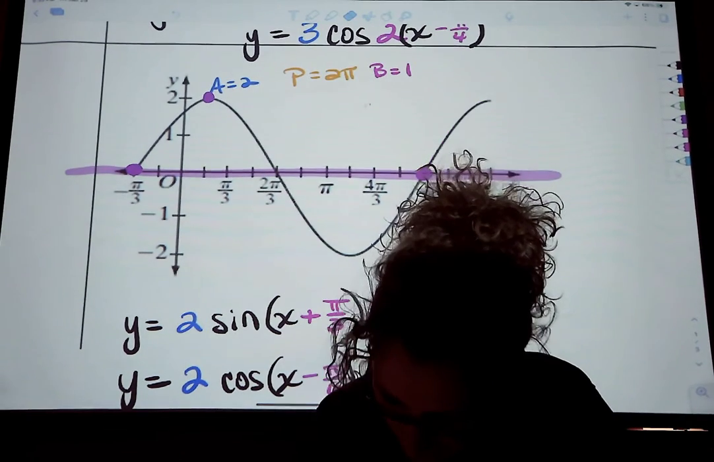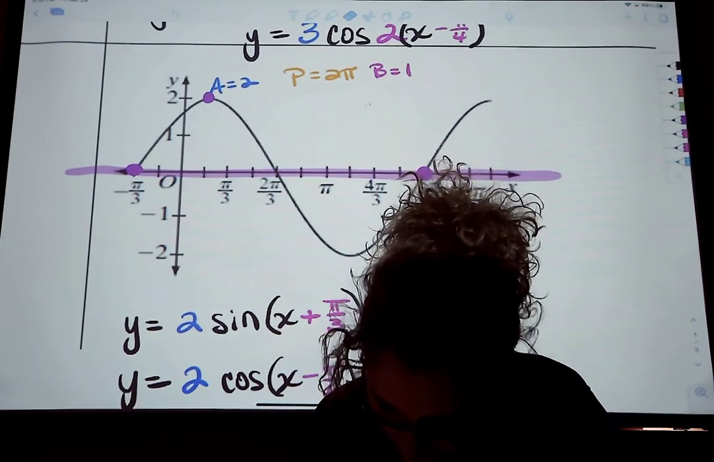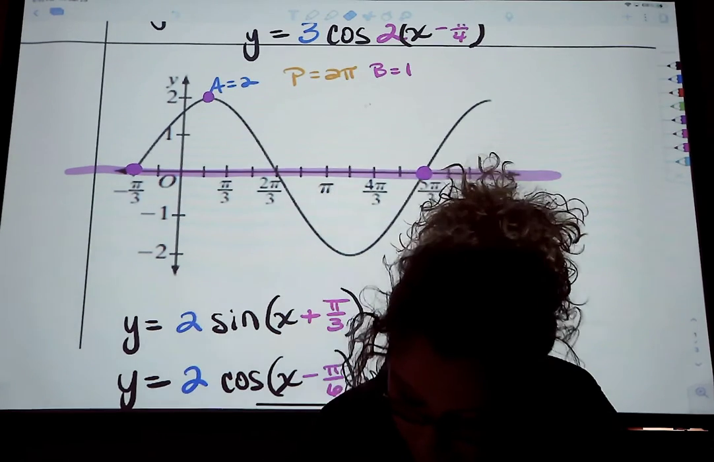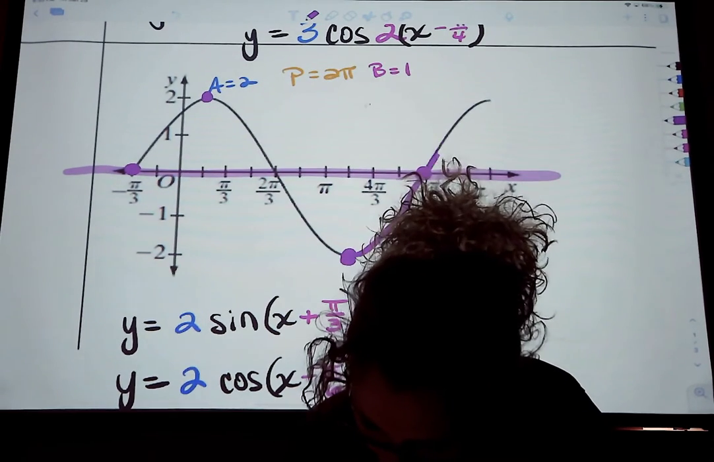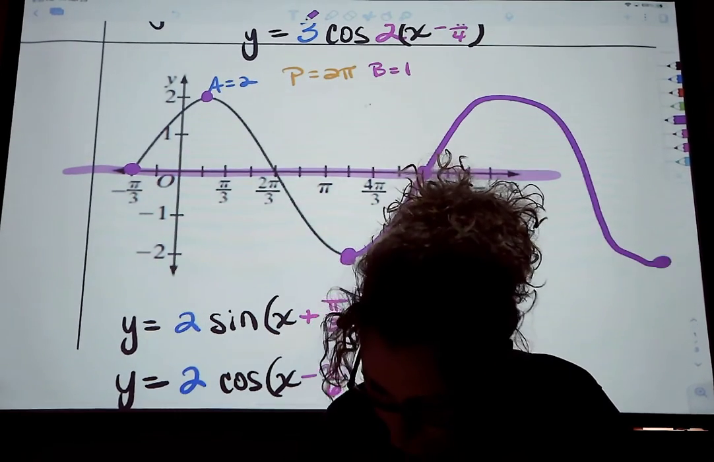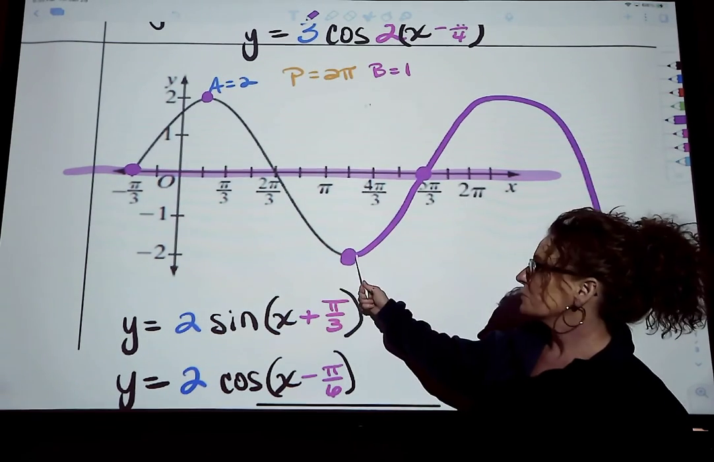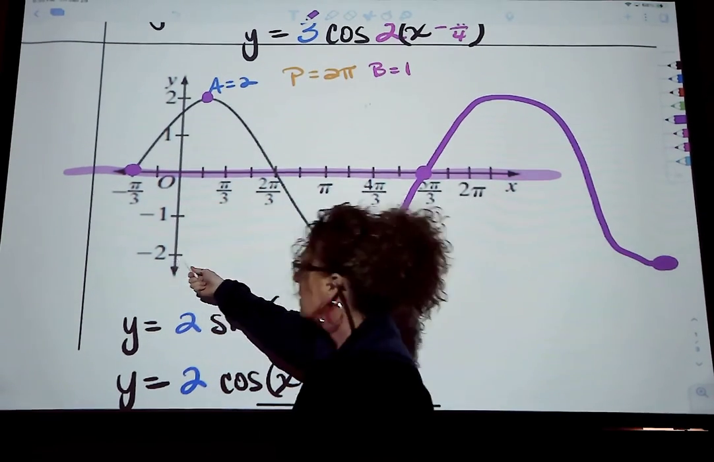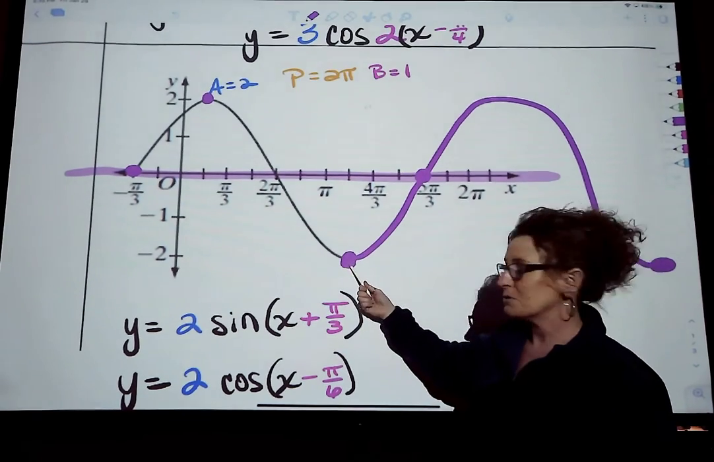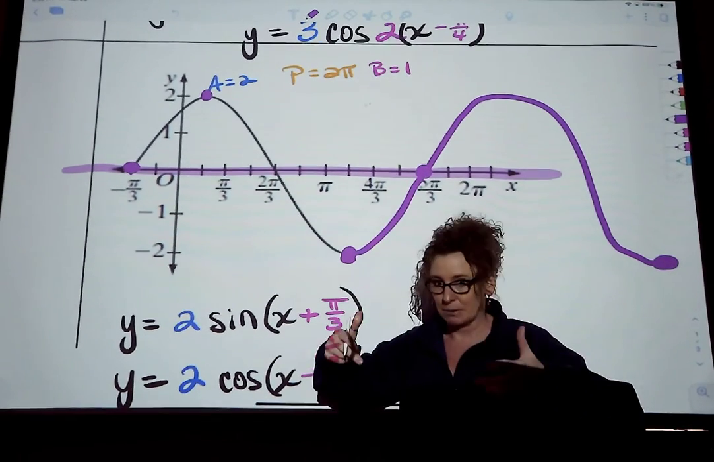Some of you might have seen the cosine graph starting here and being upside down. Okay. Just make sure to include the shift. Whew. It's a pretty long shift. Make sure to include the shift and the flip.